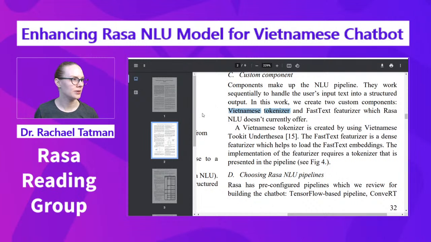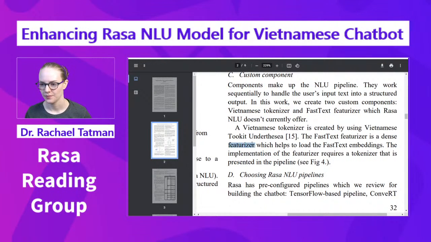So I mentioned that Vietnamese does have slightly more affixes, like parts that go on words, than English does. Most languages do. English is pretty impoverished when it comes to morphology. So being able to break words down into all their component parts is language specific. And they're using the Vietnamese toolkit Under the Sea. The FastText featurizer is a dense featurizer which helps load the FastText embeddings, which have been pre-trained. The implementation of the featurizer requires a tokenizer that is present in the pipeline.